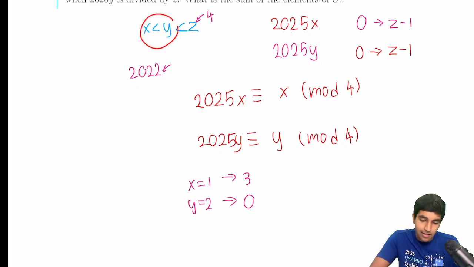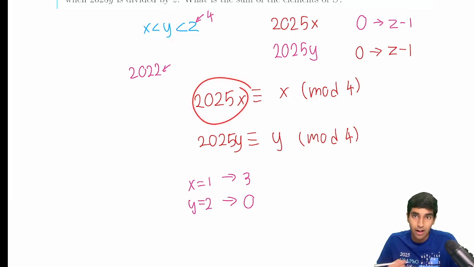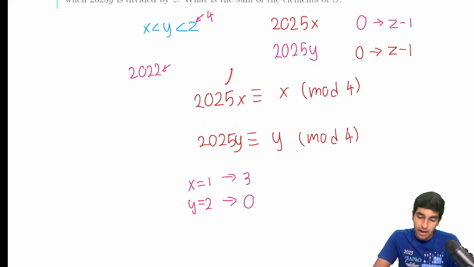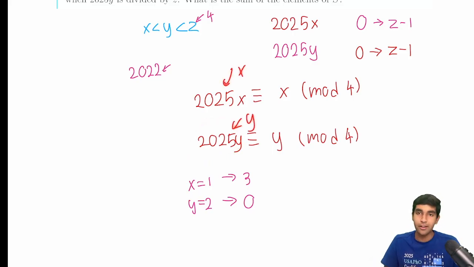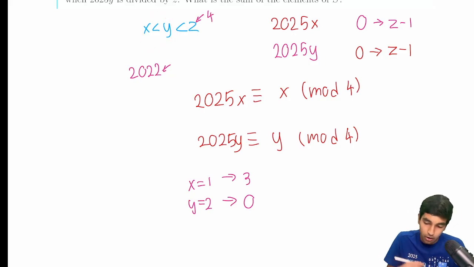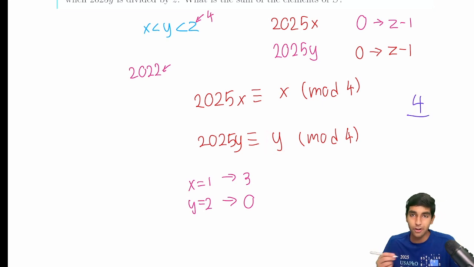So if x is less than y, of course the remainder of 2025x is going to be less than the remainder of 2025y, because the remainders are just x and y themselves. The remainder of x is literally x, and the remainder of y is literally y. So for example, 4 is a case that does work. But of course, the answer is much larger than 4.